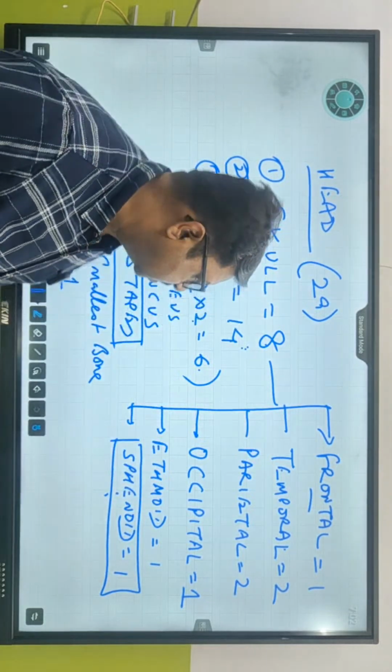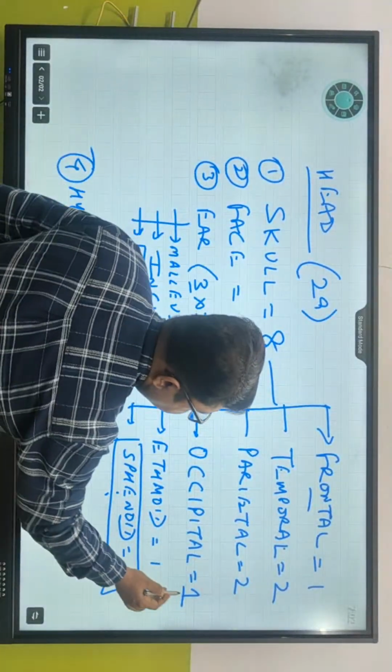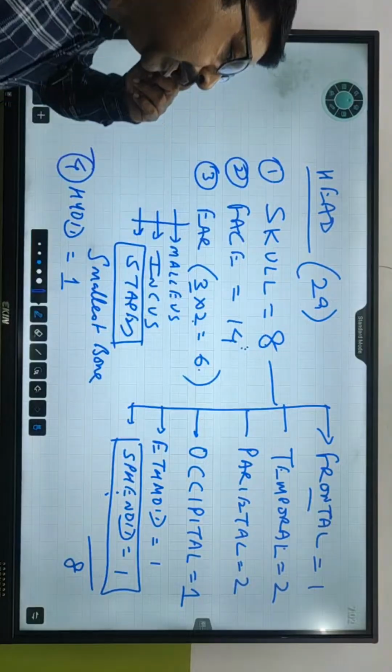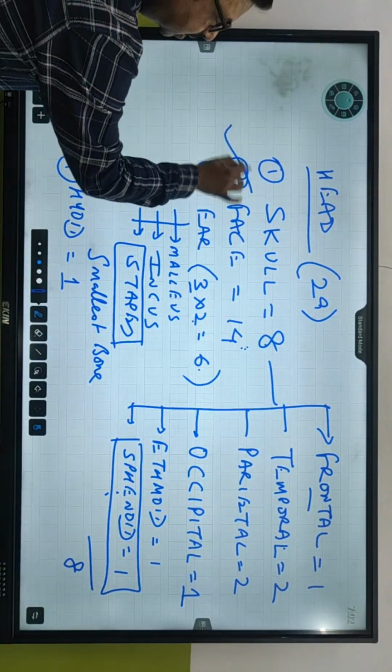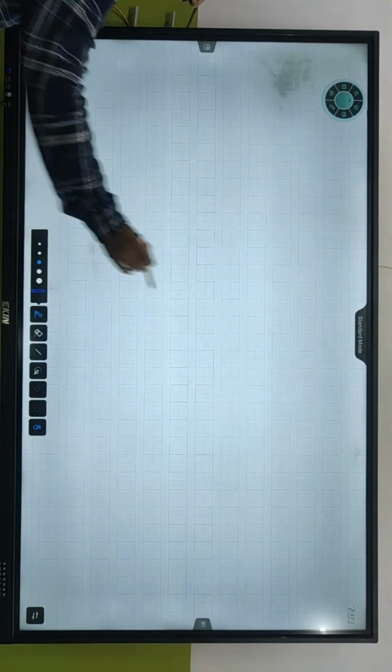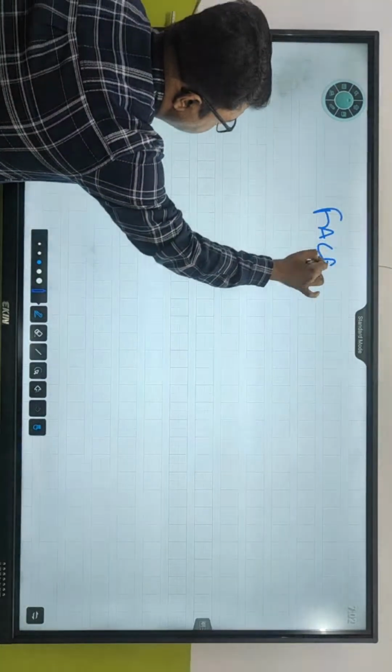Okay. So these are the 8 bones present. See, 1, 2, 3, 4, 5, 6, 7, 8. So in total, there are 8 bones in skull. Just like that, we can make out the 14 bones in the face. Inside face, how many bones are there?